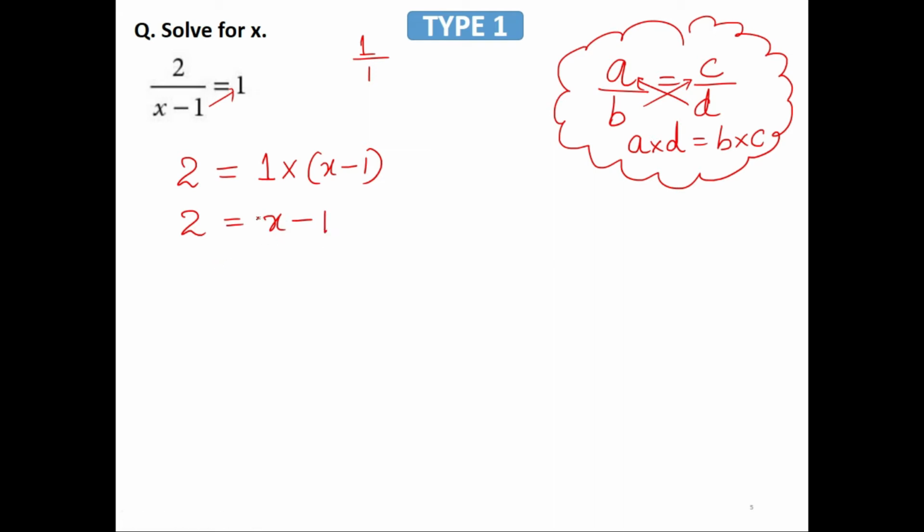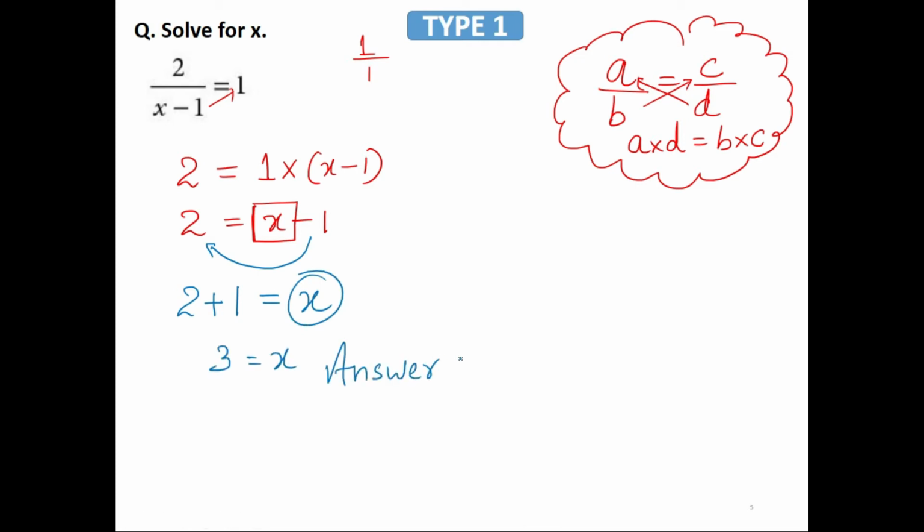My next step would be to keep the x, the variable, on one side and shift all the constants to the other side. So I have 2, negative 1 here, shifting to the other side, it becomes plus 1. So this is my x. I can write the answer as x equals 3. A pretty easy question. Moving on to the next.